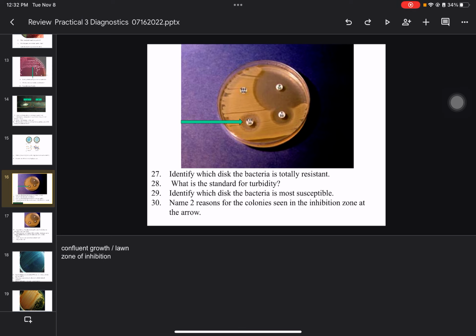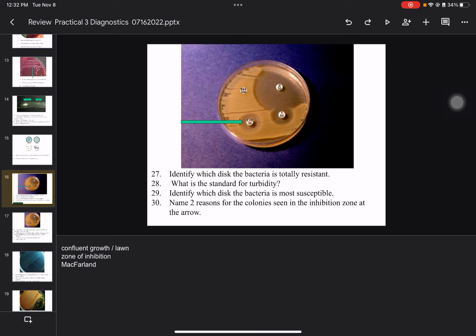Question number 28, what is the standard for turbidity? Starts with an M, ends with a D, has an A in it. McFarland. That's for the sample broth.